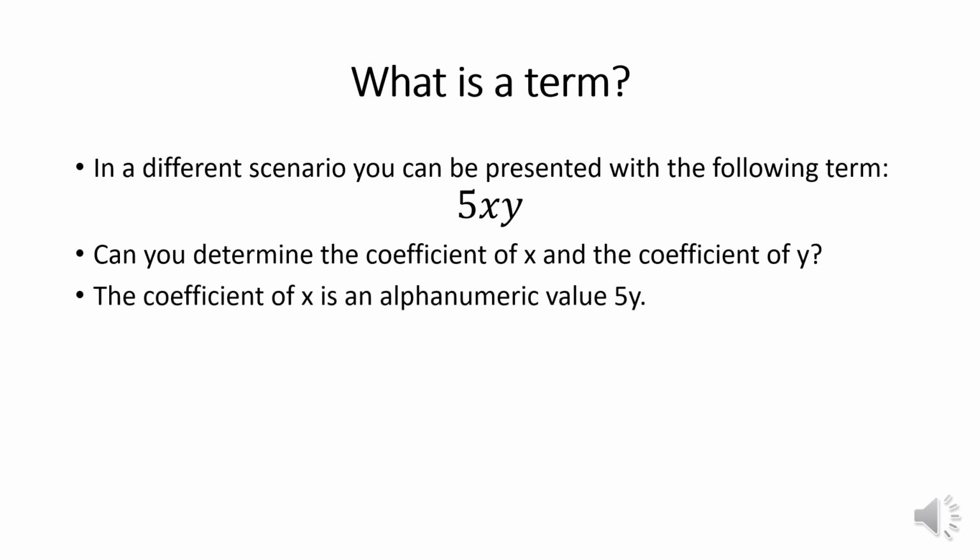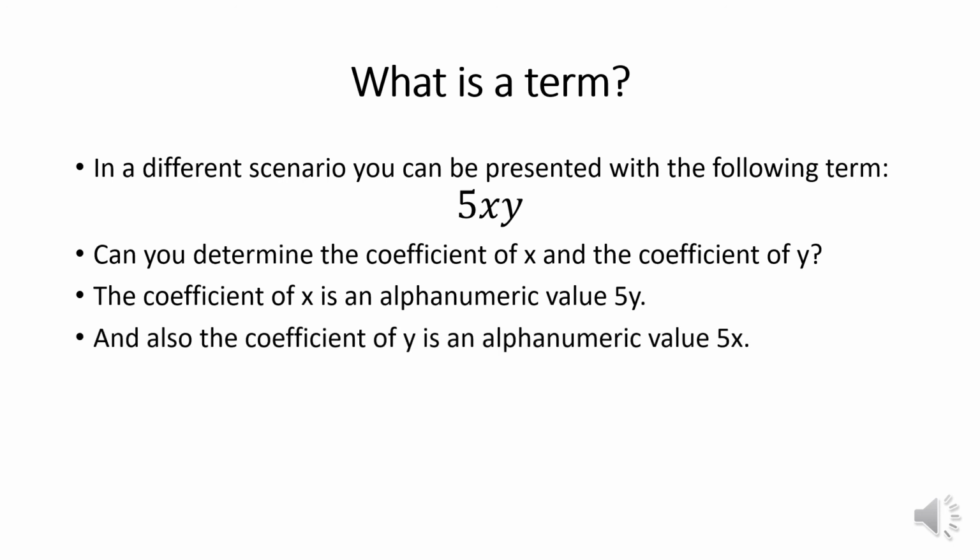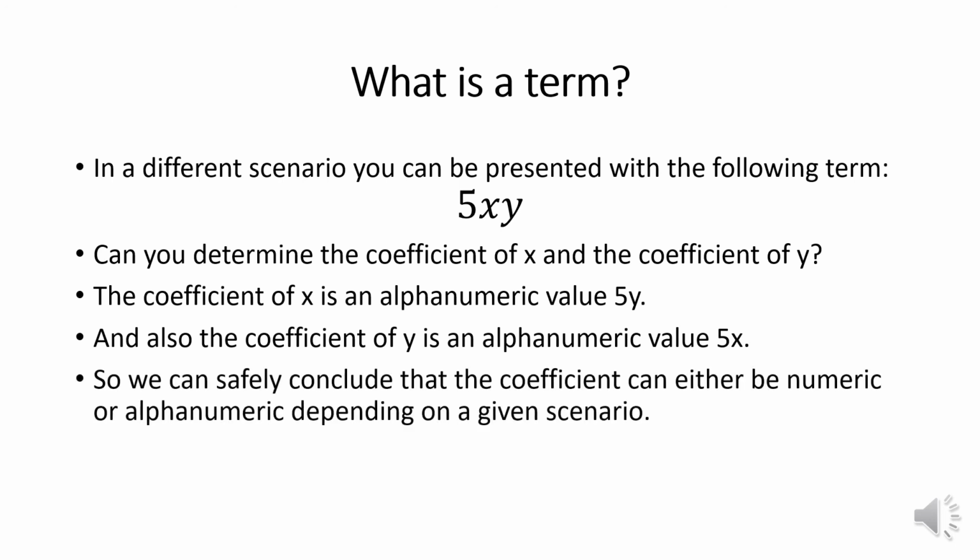The coefficient of x is an alphanumeric value, 5y. Remember previously we said that the coefficient was a numeric value. Now if we have a numerical value and a letter, we call it an alphanumeric value. So the coefficient of y is 5x. We can safely conclude that the coefficient can either be numeric, which involves integers, fractions, decimal fractions, and surds also. And it can also be alphanumeric, depending on a given scenario. Alphanumeric means a combination of a numerical value and a letter.